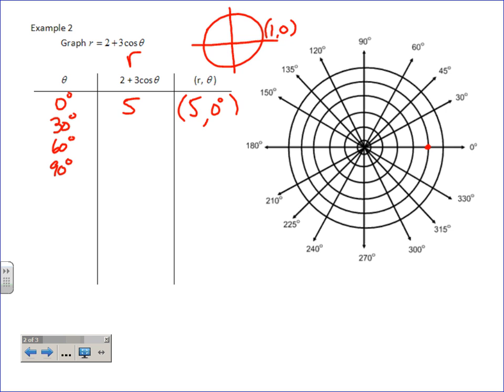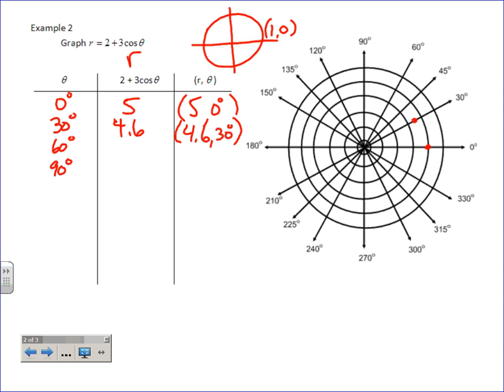So cosine at 30 is? Square root of 3 over 2, you take that times 3, you add 2. On mine I got 4.6 when I did it. And so it's 4.6 comma 30 degrees. And so you go ahead and you go to 30 degrees, you go 1, 2, 3, 4.6. So not quite out as far as the other one was.